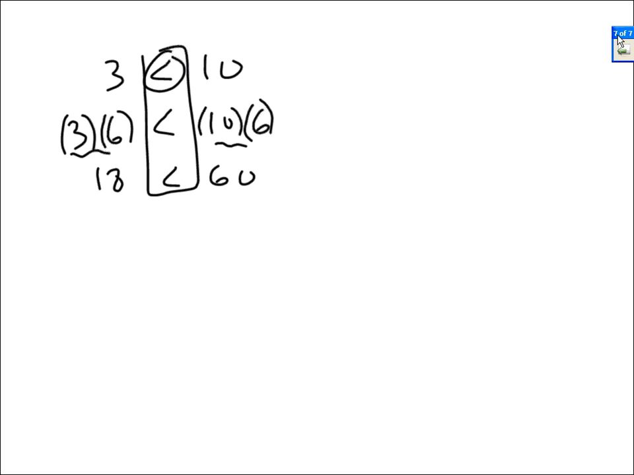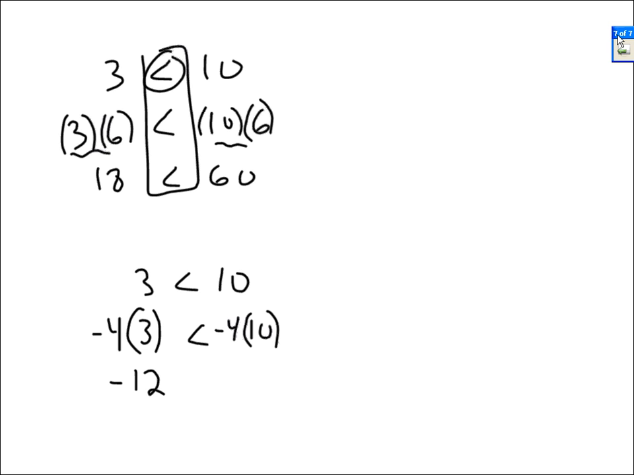So what if I have, say, 3 is less than 10, so now I multiply by a negative number. I multiply by a negative number. And you get negative 12 and negative 40.